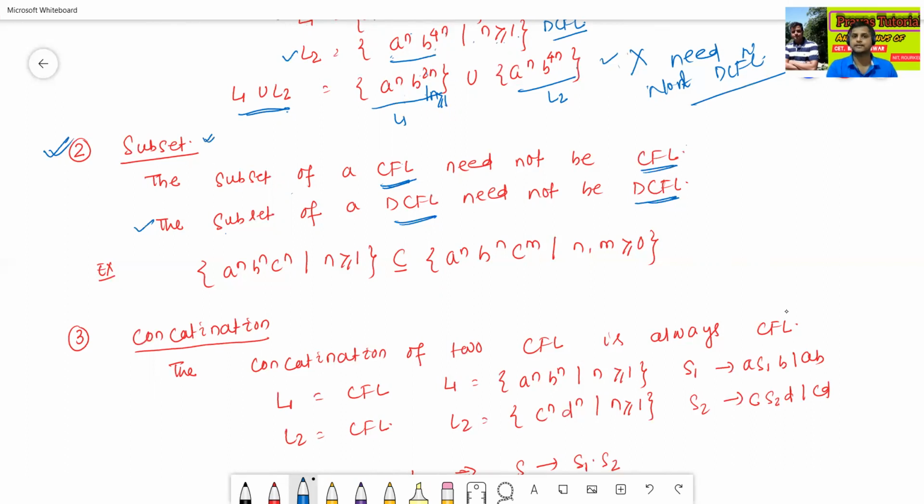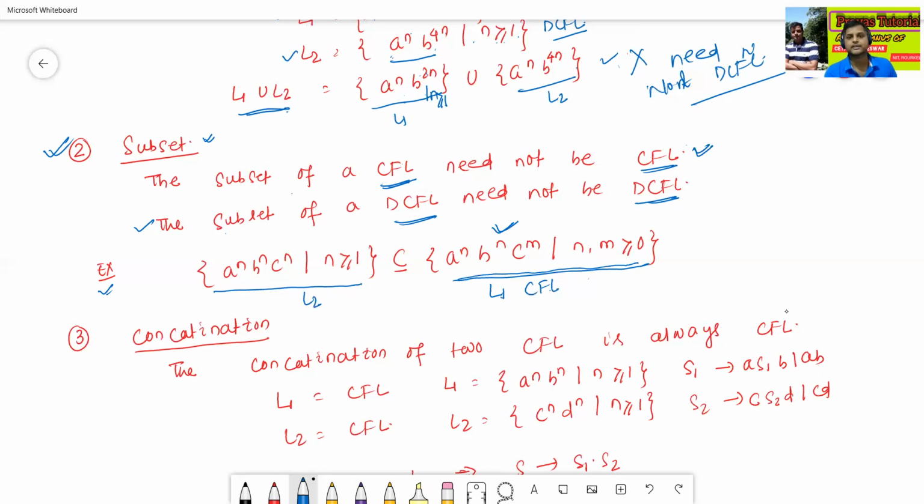Now we'll see the example. This is the language. This language is CFL, a context-free language. And this one is a subset of this language. Let this be L1 and let this be L2.